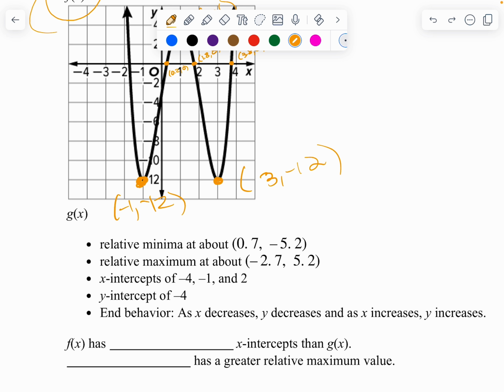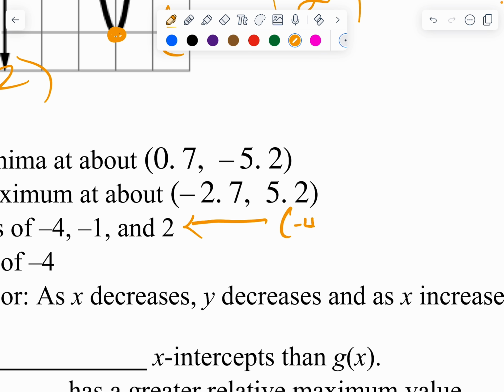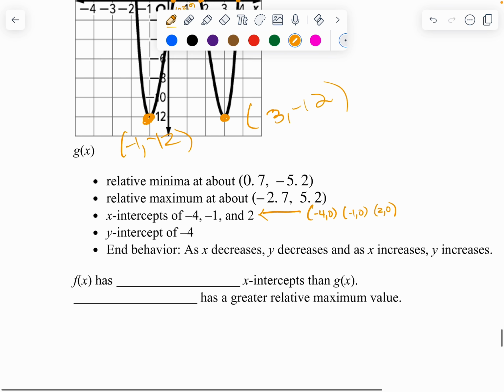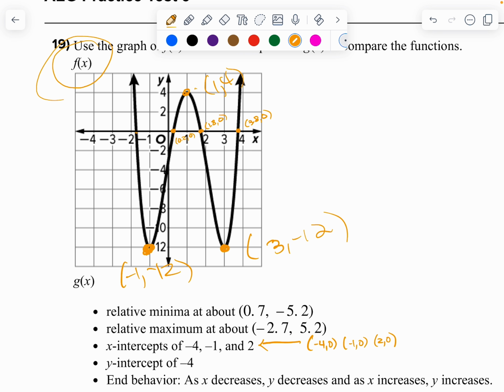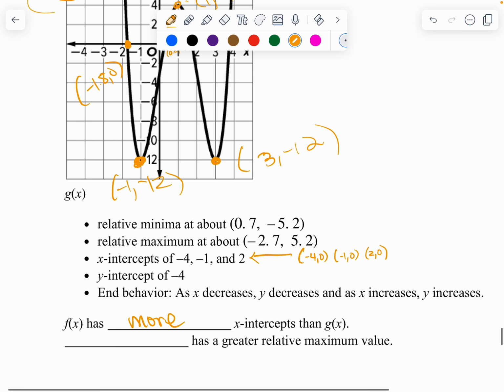Okay, so if I look at the intercepts here, guys, they like to write it, and I do not like that they don't write it as points. Okay, so they have the same amount of x-intercepts. Oh, I forgot, I didn't see that one. Has more x-intercepts. Has greater relative maximum value.